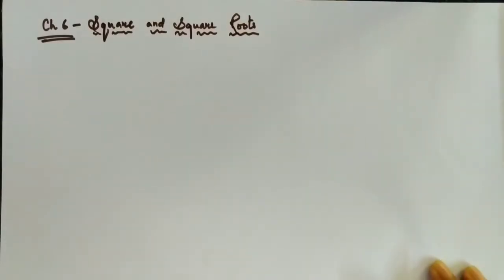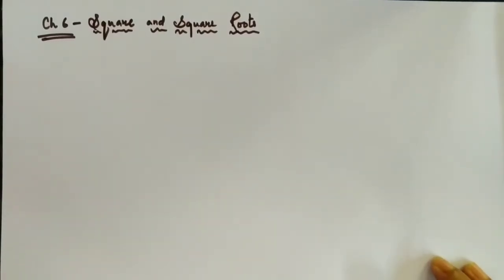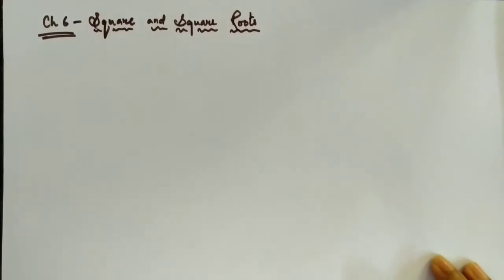Hello students, today we will be starting with chapter 6, that is squares and square roots. Here we will be omitting a few of the unnecessary topics. As we do the video, you will see I'll be explaining in the video itself which are the things that will not be required for the session.